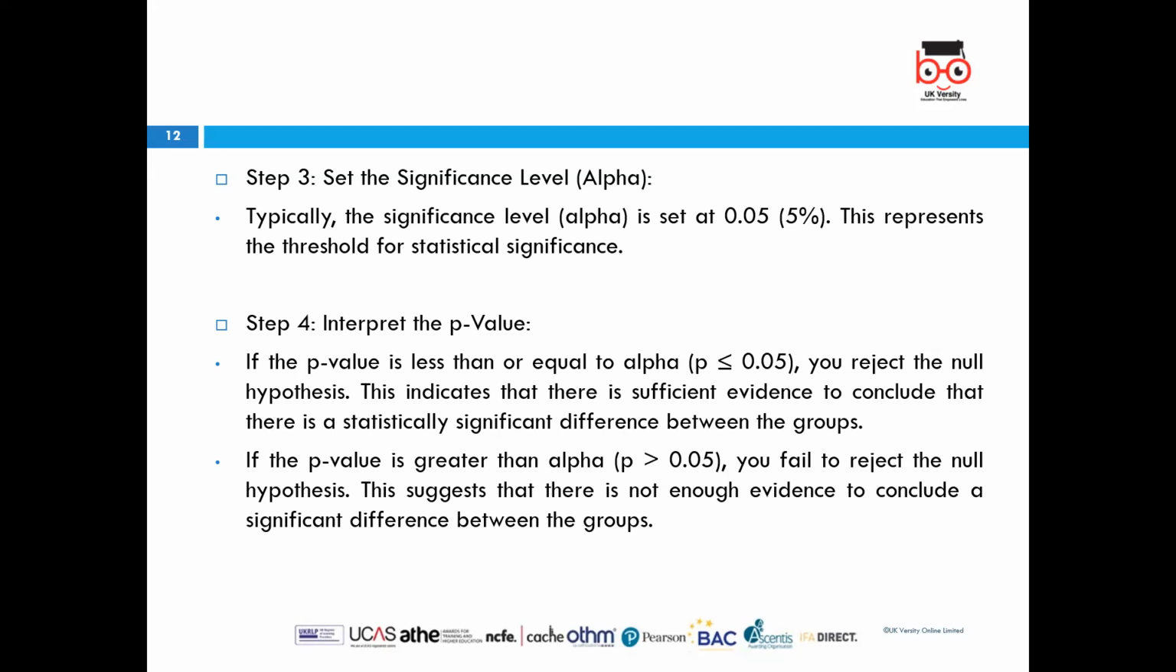Then if the p-value is greater than 0.05 threshold level, then we fail to reject the null hypothesis. So this suggests that there is not enough evidence to conclude a significant difference exists between the two groups.